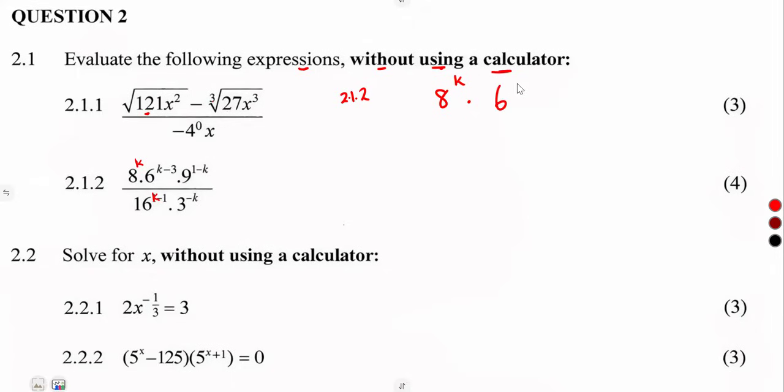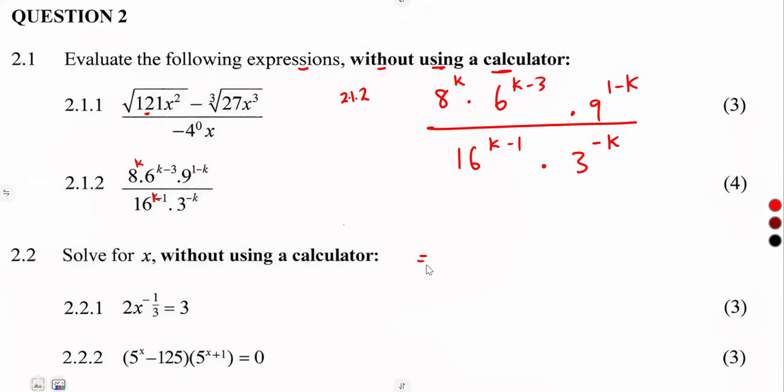6 to the exponent of k minus 3, 9 to the exponent of 1 minus k, everything over 16 to the exponent of k minus 1 times 3 to the exponent of minus k. All right, so yes, we can simplify this one. The best way is to have your numbers in simplest form.